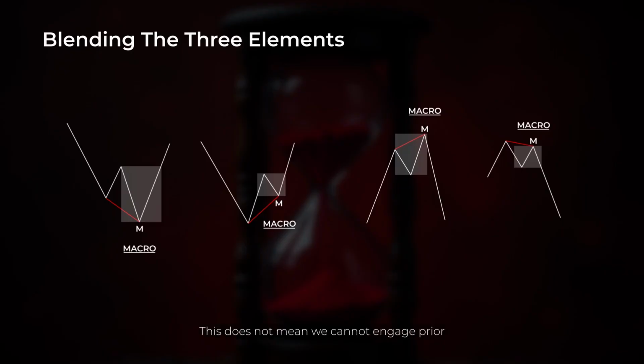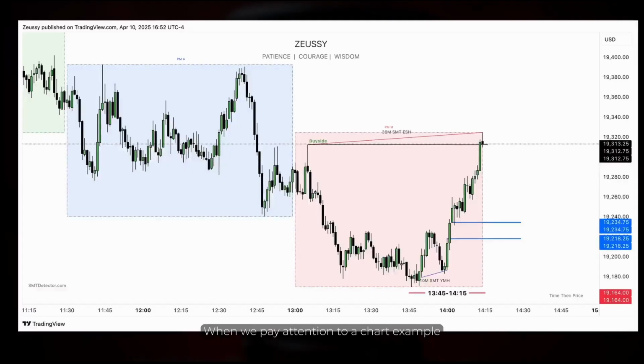This does not mean we cannot engage prior to the macro window. However, if you want to enter and immediately see the market expand in your favor, it's best to wait for the macro window. Next step, we're going to be paying attention to delivery profiles in the sense of AMD. We're looking for manipulation because once that manipulation is taking place, we know the distribution will have to follow afterwards, always.